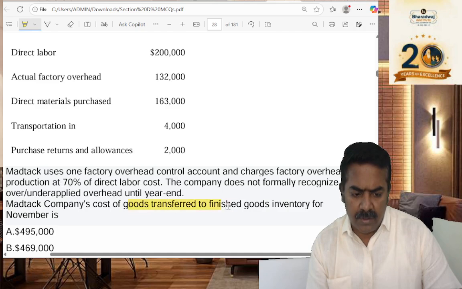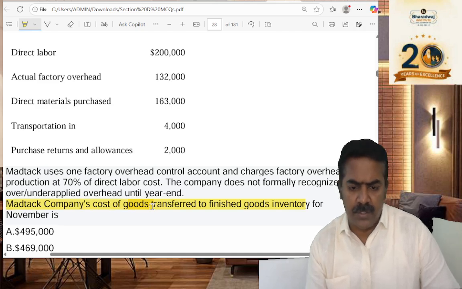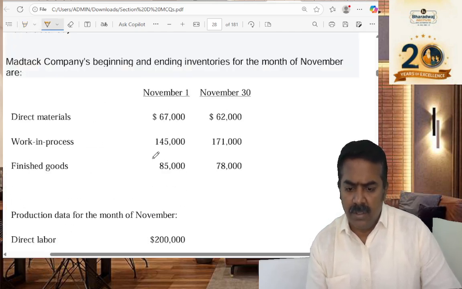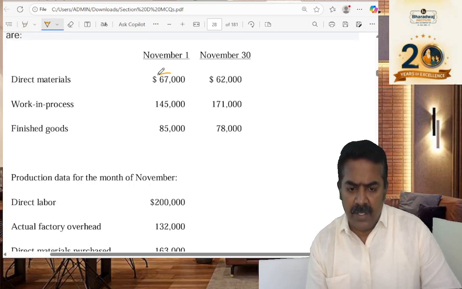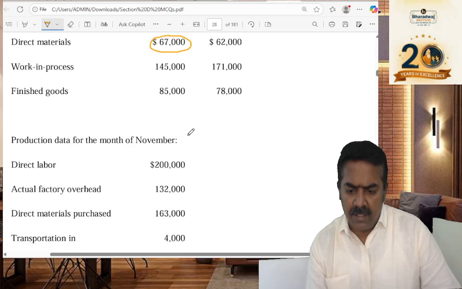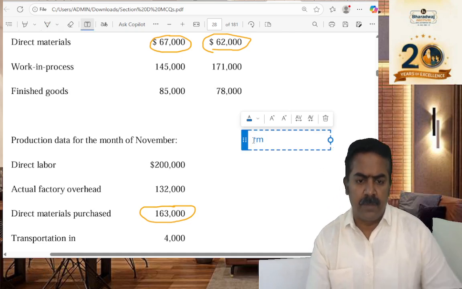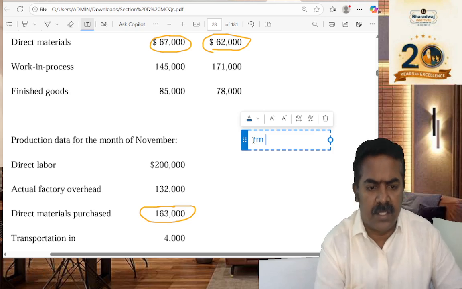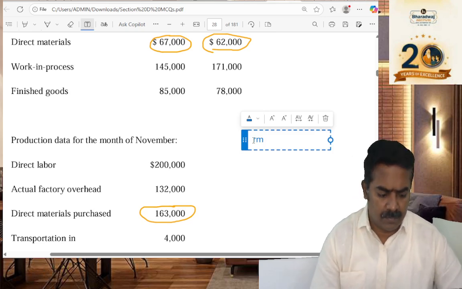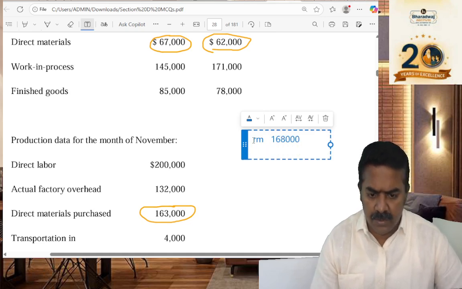They ask you to find out cost of goods transferred to finished goods inventory. Work out. Raw material consumed, let us work out. Opening stock plus purchases minus closing stock will give us raw material consumed. What is the raw material consumed? 67 plus 163 minus 62. 1,68,000. Then add direct labor 2 lakhs.